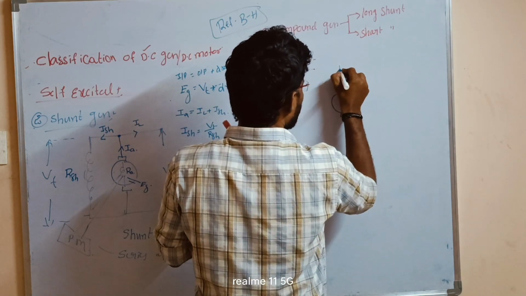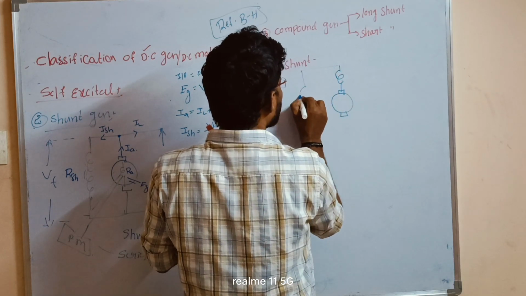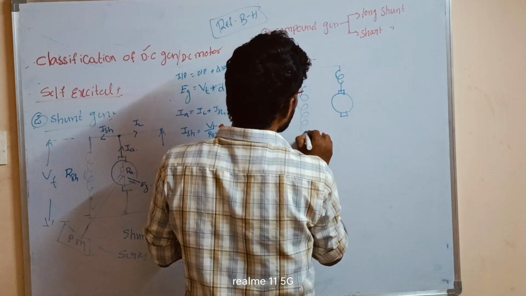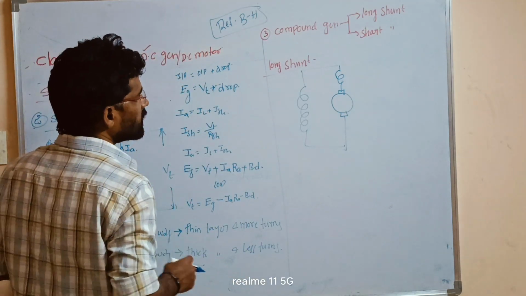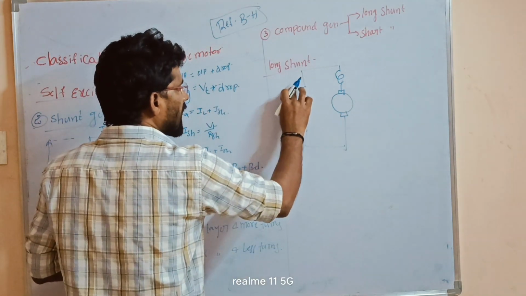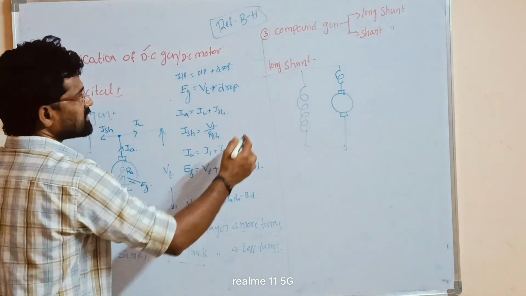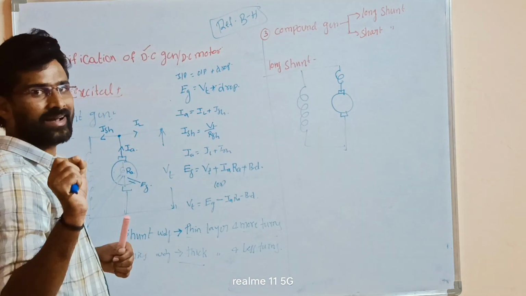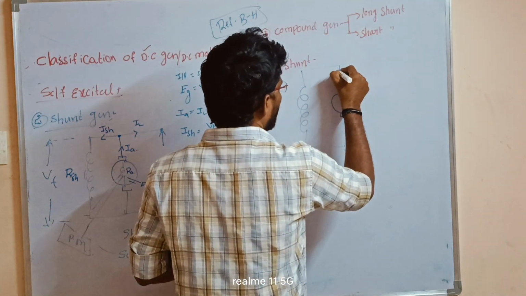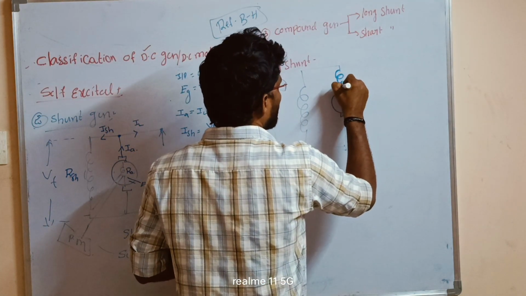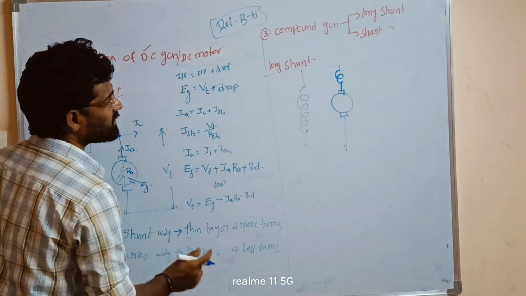Here the armature is in series with the series field and connected with the shunt field at a time. So we can observe the series field and shunt field. The shunt field has more number of turns, and these turns are a little bit thick. In the case of the series field winding, it has fewer turns and is very thick.